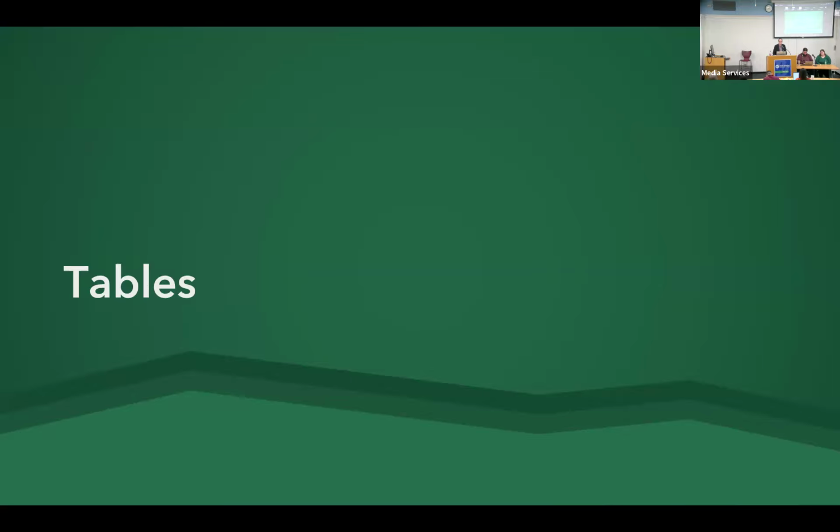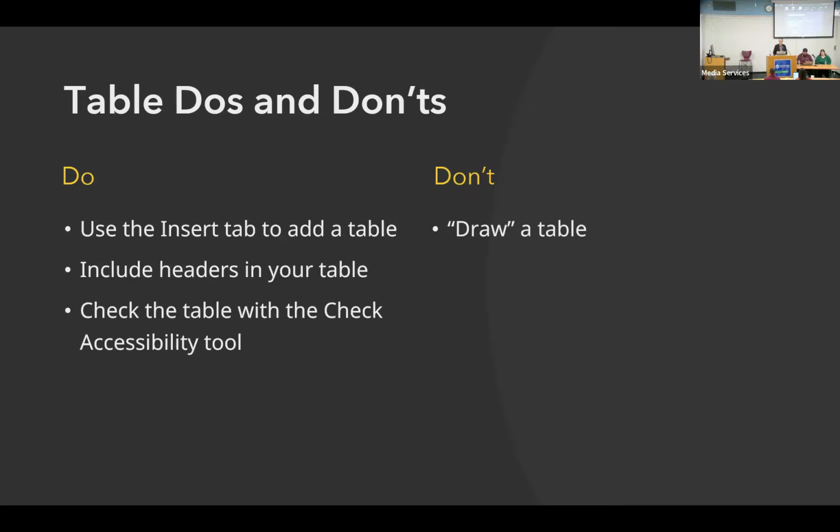All right, so let's talk about tables. So we do want to use the insert tab to add our tables. We never want to draw it. We want to include headers, which are different from headings in our tables, and I'll show you what those are. We want to check our table with the check accessibility tool. We do not want to draw a table because that actually doesn't make a table in your document. It just puts outlines around the text. We never want to use that table for layout, like I showed you. Don't do that, please.